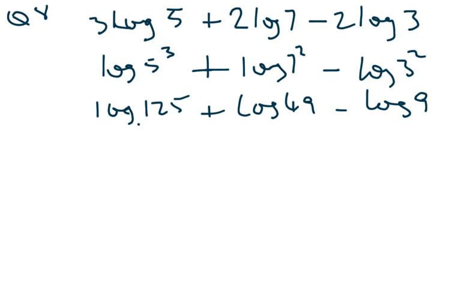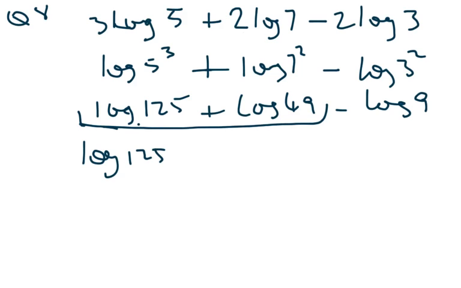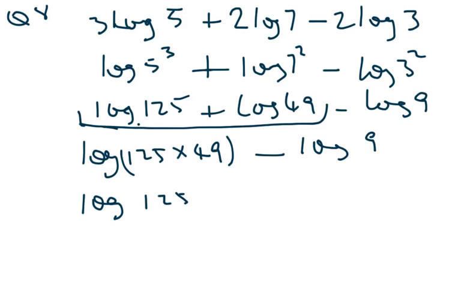Now, okay, the next thing I can do is recognize that one of my log rules means that because these are added, I can multiply them. So I'm going to get log of 125 times 49. And then we're subtracting log 9. Because I'm subtracting, I can say that's equal to log of 125 multiplied by 49 divided by 9.